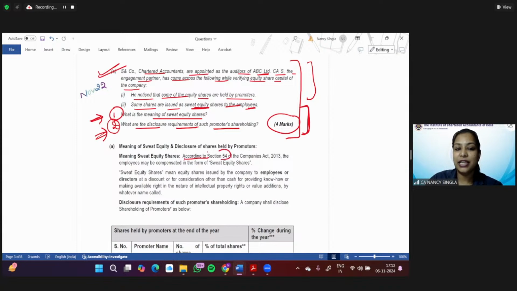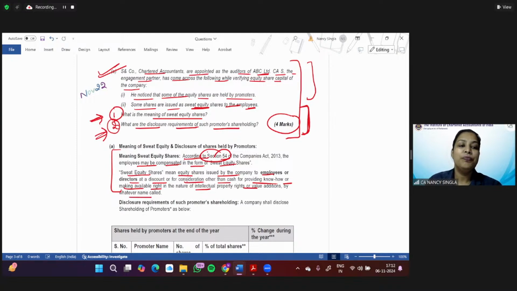So you all know that section 54 of the Companies Act. Again, here I would like to tell you, write the correct section number. Write only if you are sure about the correct section number or the SA number or the AS number. The employees may be compensated in the form of sweat equity shares. Sweat equity shares means equity shares issued by the company to employees or directors at a discount or for consideration other than cash for providing know-how or making available rights in the nature of intellectual property rights and value additions by whatever name called.